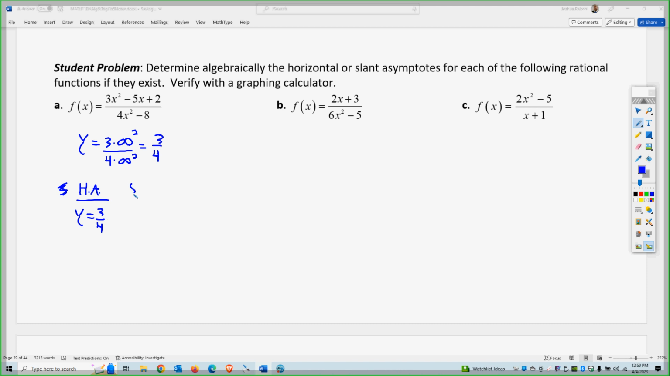So my slant asymptote is none. We don't have one. You have one or the other. And again, we're not doing vertical asymptotes here. We're ignoring that for now. We'll get to that later.